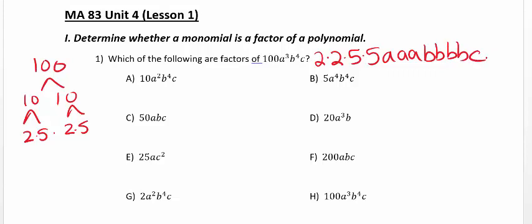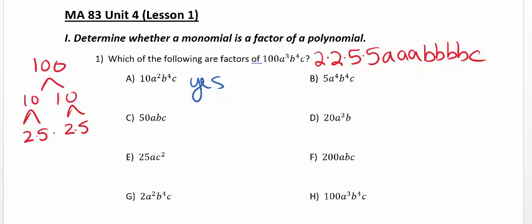Now we're going to look to see if 10 a squared b to the fourth c is inside of this monomial. Well, 10 would be this 2 times 5, a squared would be a times a, b to the fourth would be all of these, b times b times b times b, and then a c. So yes, indeed, this is a factor because it is inside of 100 a cubed b to the fourth c.